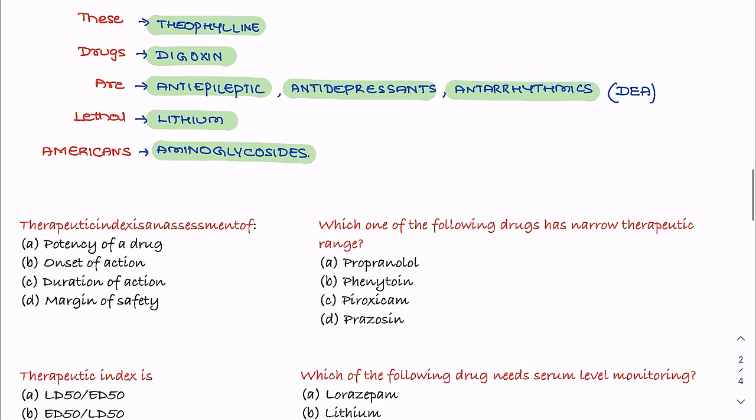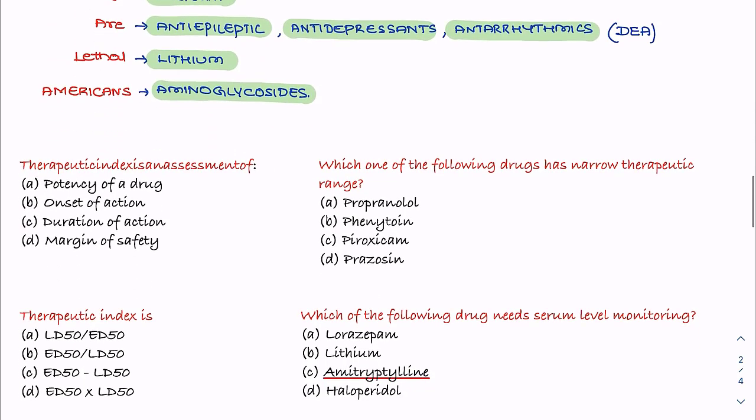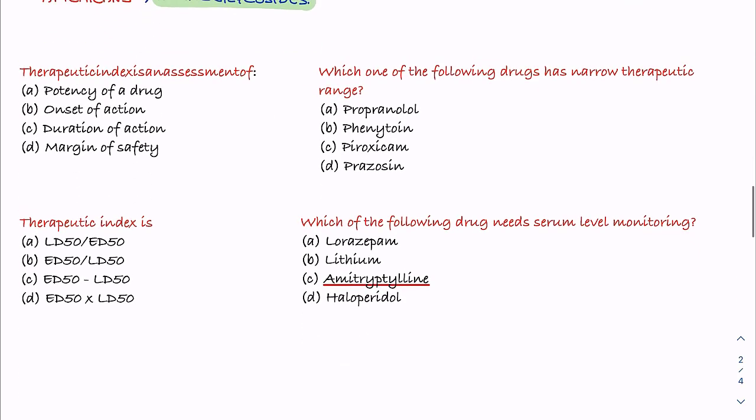Let us solve some MCQs so that you can understand the concept clearly. Let us take up this question: therapeutic index is an assessment of what? What will the therapeutic index tell you about? Does it tell you about the potency of a drug? No. Does it tell you about the onset of a drug? No. Does it tell you about the duration of the drug?